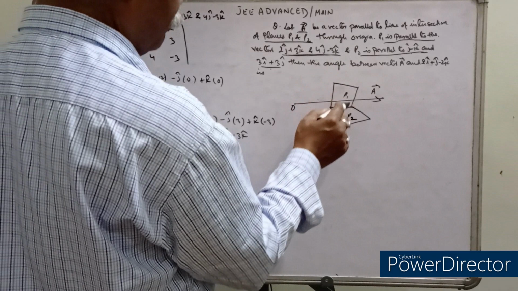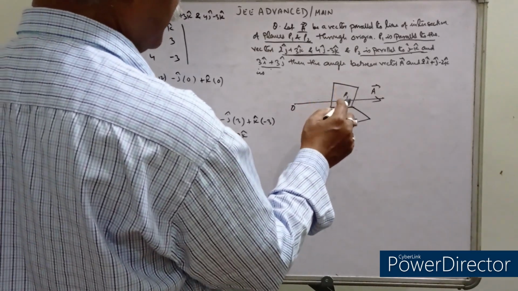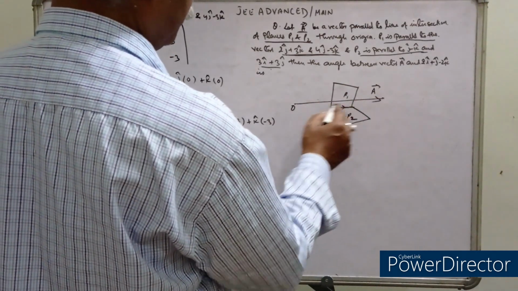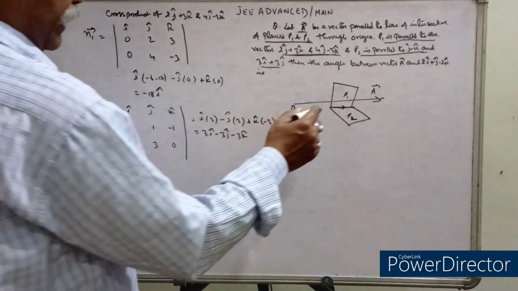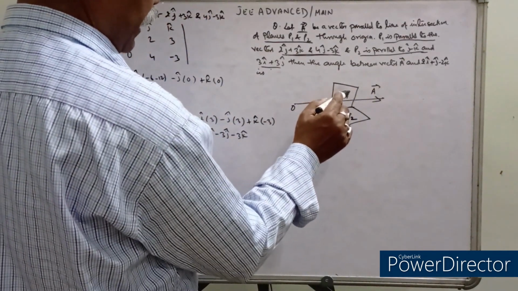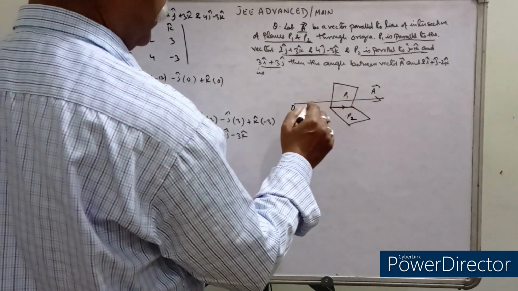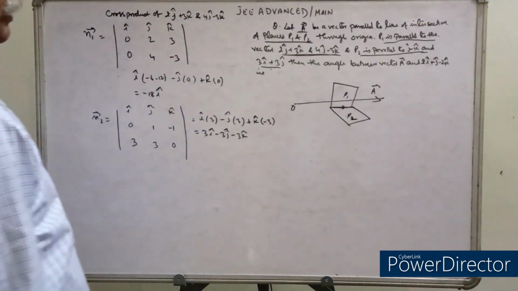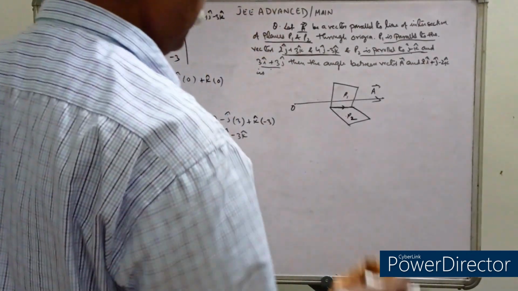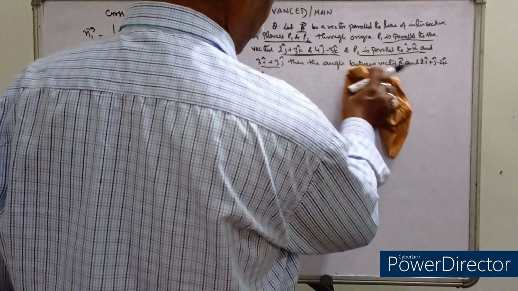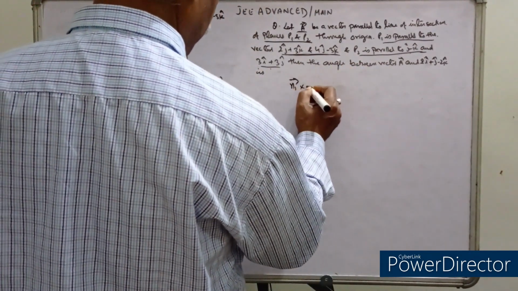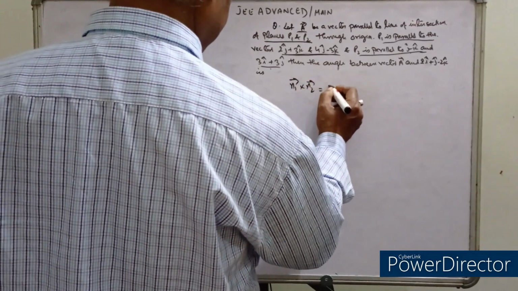If we do the cross of this, we get a line perpendicular to both this and that. This will be parallel to the A vector. So now what we are going to do, we are again going to find the cross of n1 vector into n2 vector, n1 vector cross n2 vector.